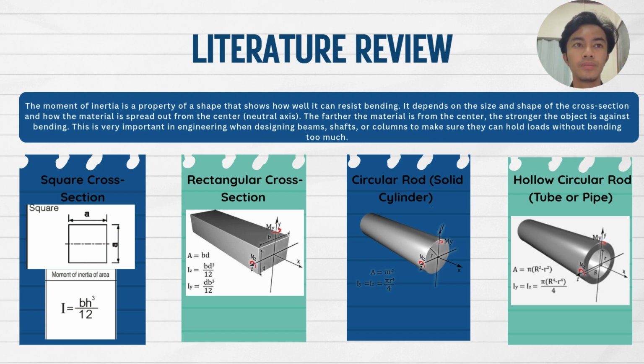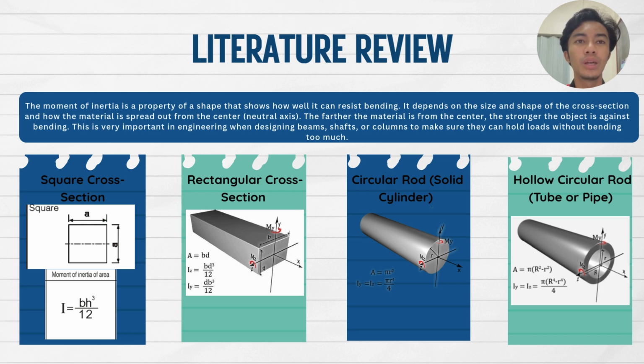Literature review. The moment of inertia is a property of a shape that shows how well it can resist bending. It depends on the size and shape of the cross-section, and more importantly, on how far the material is distributed from the neutral axis. The further it is, the more resistant the structure is to bending. This is a crucial concept in engineering, especially in the design of beams, shafts, and columns, where maintaining structural integrity under load is essential.